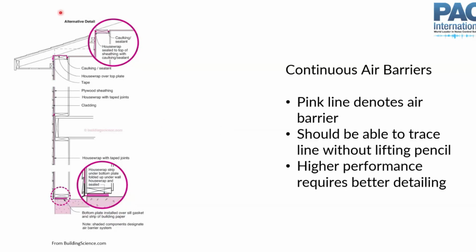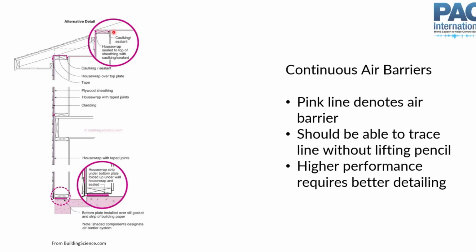So here in this detail, we have this pink line that denotes your air barrier. And the idea here is that you can take your pencil and you can trace this air barrier and not have to ever lift your pencil. And so the tricky bit is not the standard homogeneous part of your building facade. You can just specify the right product material there and you can get your air barrier. But it's all these details where you might have a gap. You might have to lift your pencil. And so you have to figure out how to make that line continuous.